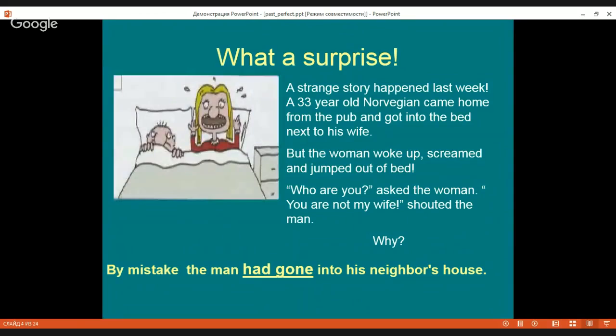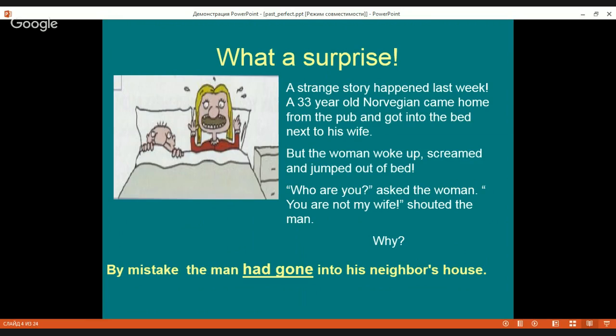What a surprise! A strange story happened last week. A 33-year-old Norwegian came home from the pub and got into the bed next to his wife. But the woman woke up, screamed and jumped out of bed. "Who are you?" asked the woman. "You are not my wife," shouted the man. "Why?" "Because by mistake the man had gone into his neighbor's house."